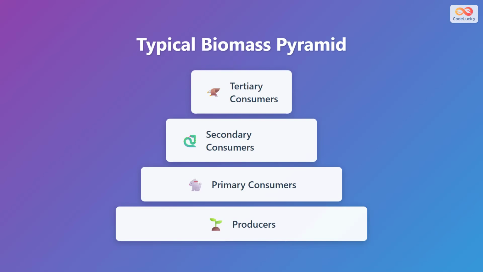A typical biomass pyramid has 4 trophic levels. At the base, we have producers like plants and algae, which have the largest biomass. Above them are primary consumers, the herbivores that eat plants. Next comes secondary consumers, carnivores that eat herbivores. At the top are tertiary consumers, top predators with the smallest biomass. Notice how the pyramid narrows as we move upward.